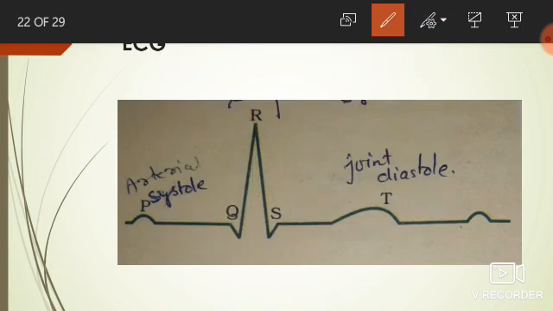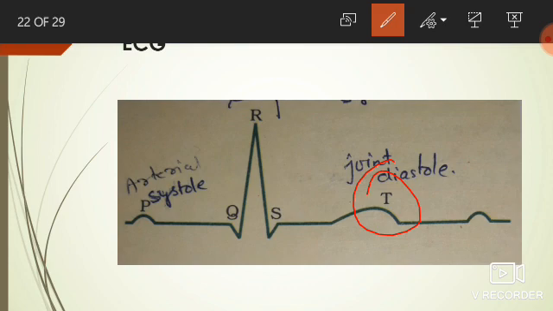The contraction starts shortly after Q and marks the beginning of the systole. This ventricle contraction starts shortly after Q wave and marks the beginning of the systole region. Systole means contraction.